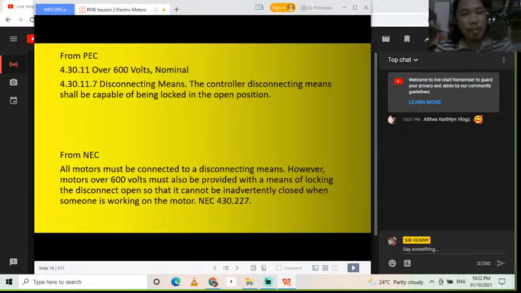And from National Electrical Code naman, all motors must be connected to a disconnecting means. However, motors over 600 volts must also be provided with a means of locking the disconnect open so that it cannot be inadvertently closed when someone is working on the motor. So, National Electrical Code 430.227. Okay.